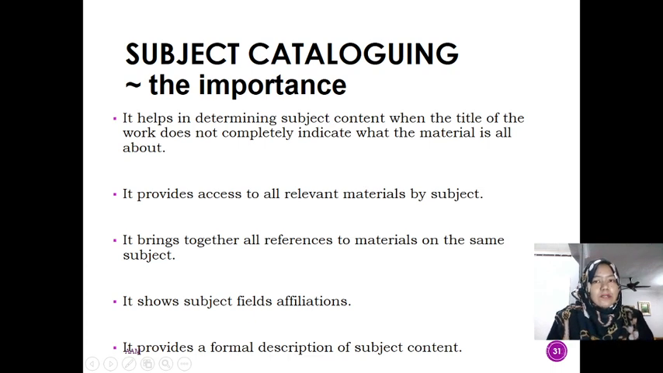The importance of subject cataloging is that it helps in determining subject content when the title of the work does not completely indicate what the material is all about. It provides access to all relevant materials by subject. When you search by subject, it connects you with other relevant materials. That is what it's all about. It brings together all references to material on the same subject, shows subject field affiliation, and provides a formal description of subject content.